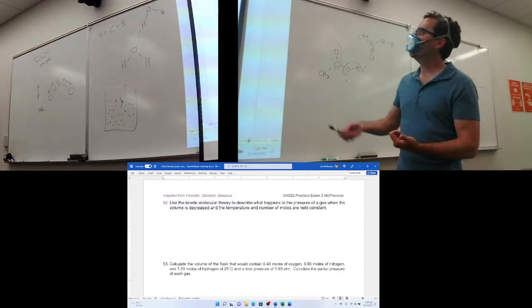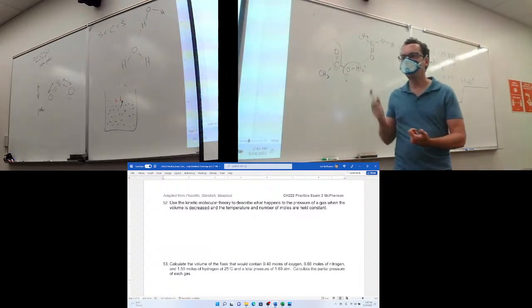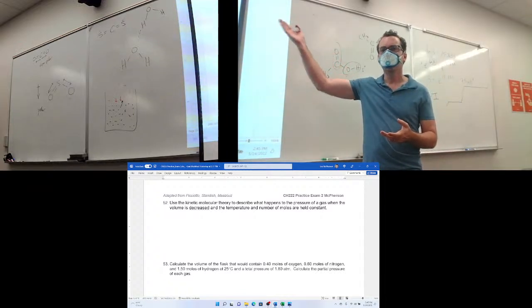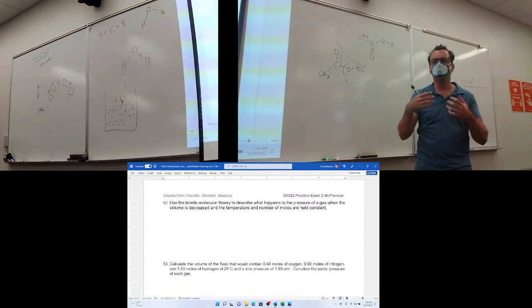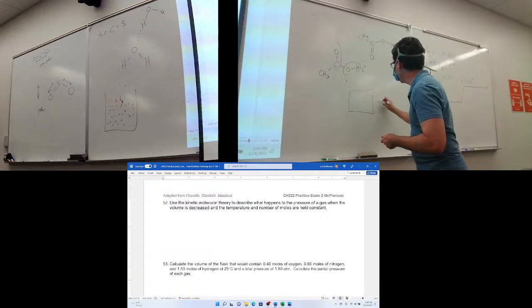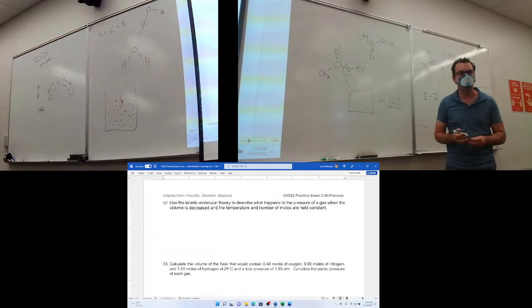So when the volume is decreased, the gas particles, which have the same average kinetic energy as before, because the temperature is not changing, so the kinetic energy is not changing, the average speed is not changing. Well, now if you go to a smaller volume, these gas particles have less distance to travel.